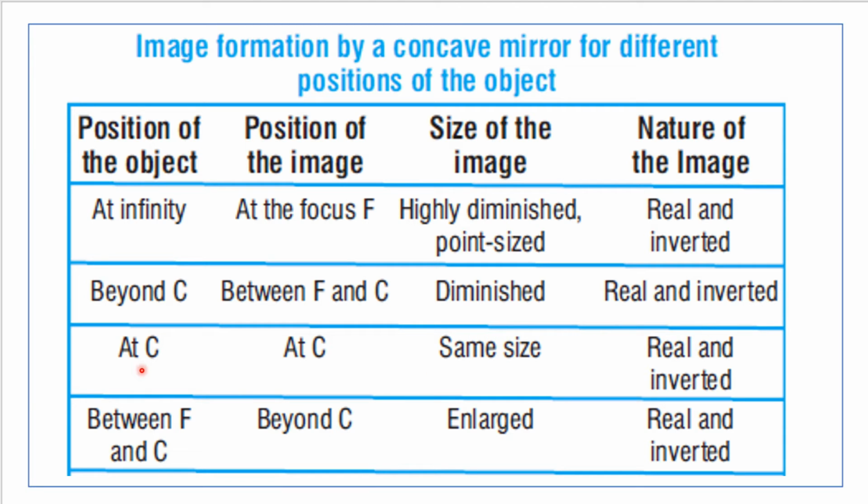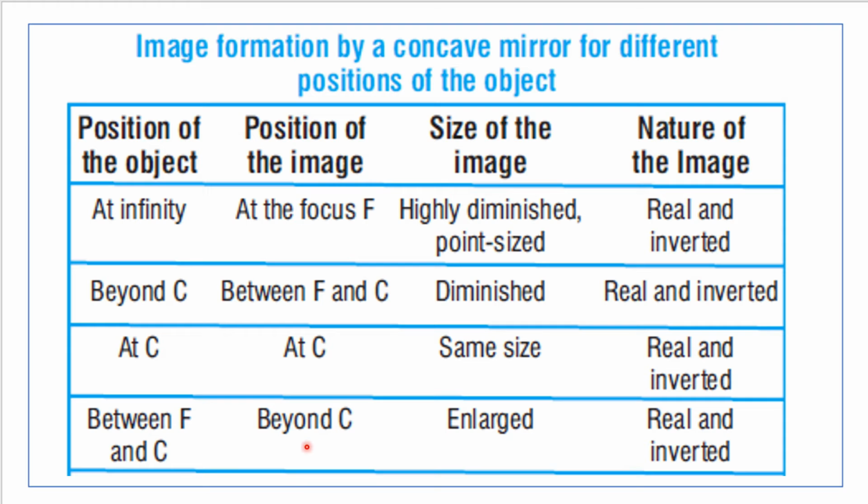The third one is when the object is at C. The image position is also at C, and the size of the image is the same as the size of the object. So the image is real and inverted. The fourth one is between F and C. Now we are placing the object between F and C. The position of the image is beyond C and the size of the image is enlarged. The nature of the image is real and inverted.